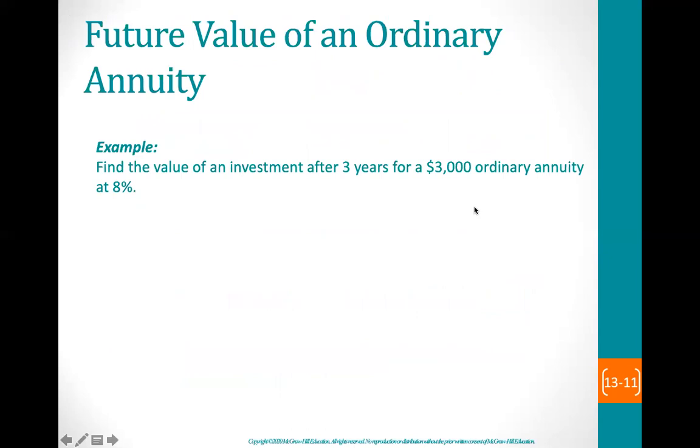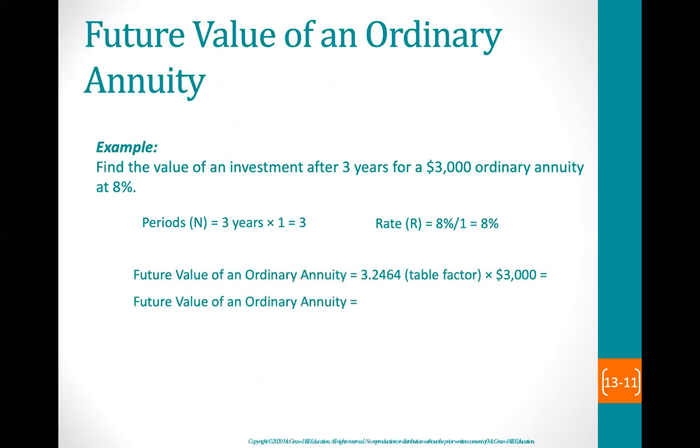So finding the value of an investment after 3 years for a $3,000 ordinary annuity at 8%. We have 3 periods because there are 3 years and it's compounded annually. Our rate is 8% because it's compounded annually. So our table factor times our annuity amount of $3,000, the future value is $9,739.20. The same thing that we got when we calculated this manually.